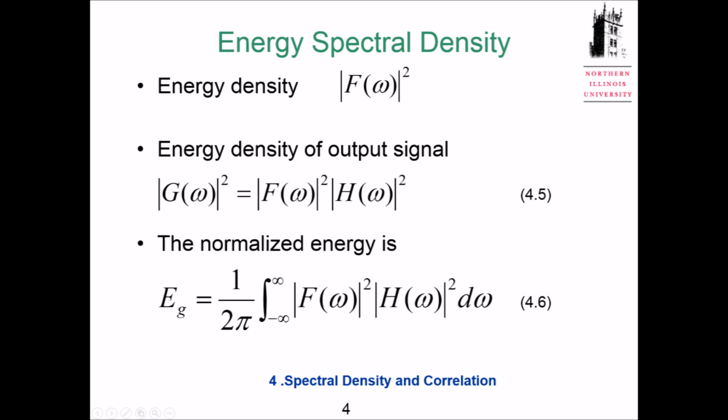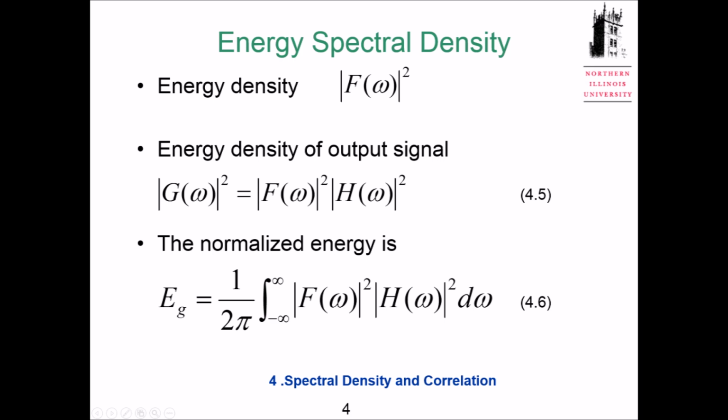Okay. Now here comes the very important concept: energy spectral density. Previously we showed several equations: integrating the absolute value square of F(omega) over omega, we get energy. So we call this the energy spectral density. It is just a definition. Very soon I will show one example.